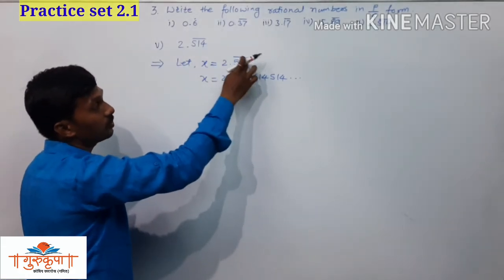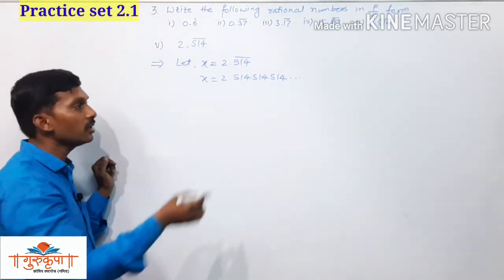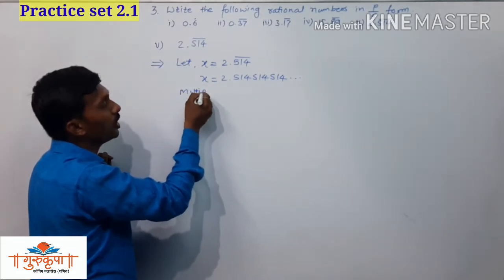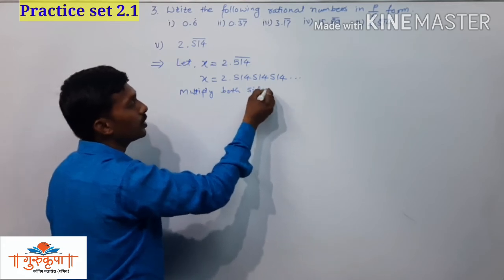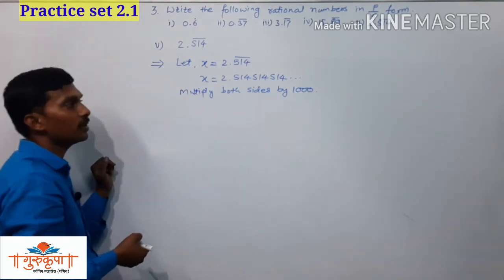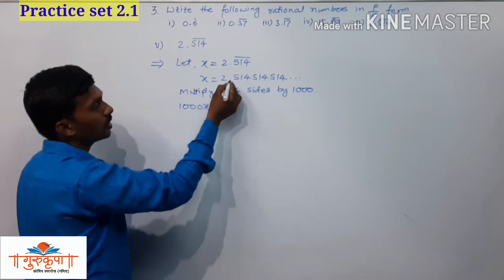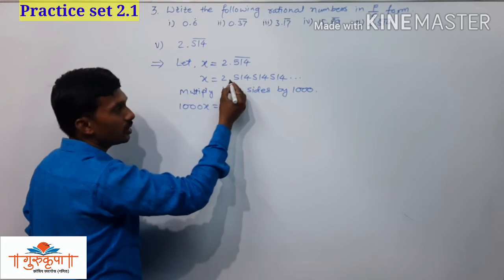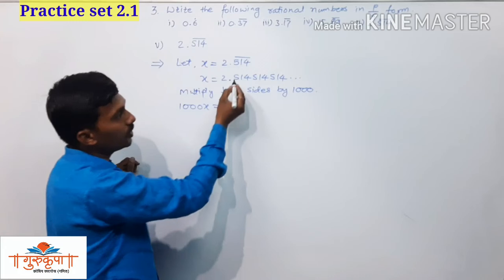Since a 3 digit number is recurring, we have to put 3 zeros on 1, so we will get 1000. We have to multiply both sides by 1000. This is 1000x is equal to, here if we multiply this number by 1000, the decimal sign moves forward by 3 digits, that is 1, 2 and 3.